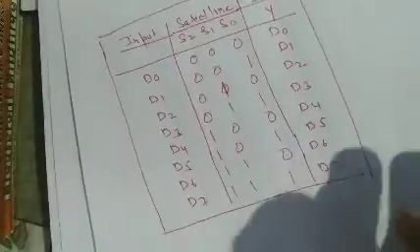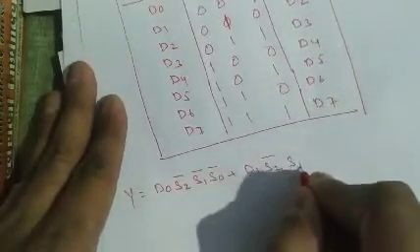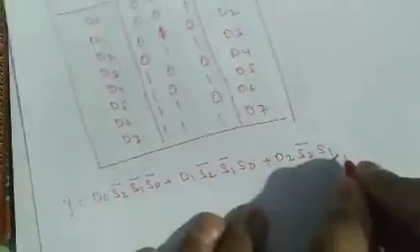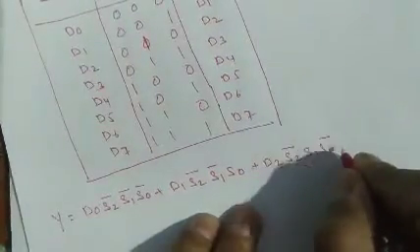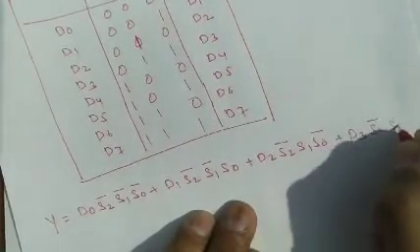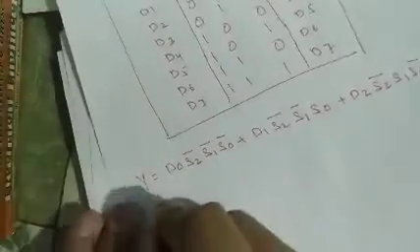Now I will write the logic expression. It is very easy to write the logic expression here. What is the logic expression? Y equal to D0 S2 bar S1 bar S0 bar. Again D1 S2 bar S1 bar S0. For D2, S2 bar S1 S0 bar, plus D3, it will be S2 bar S1 and S0, plus D4.